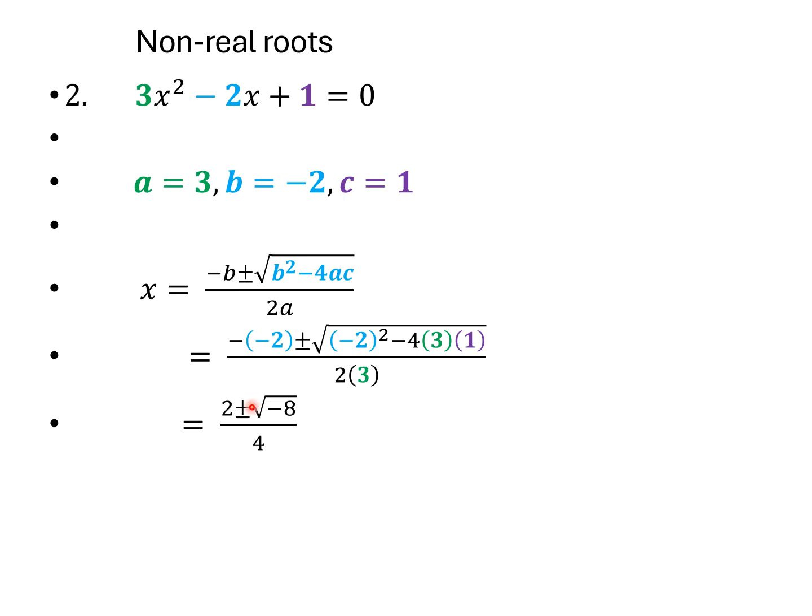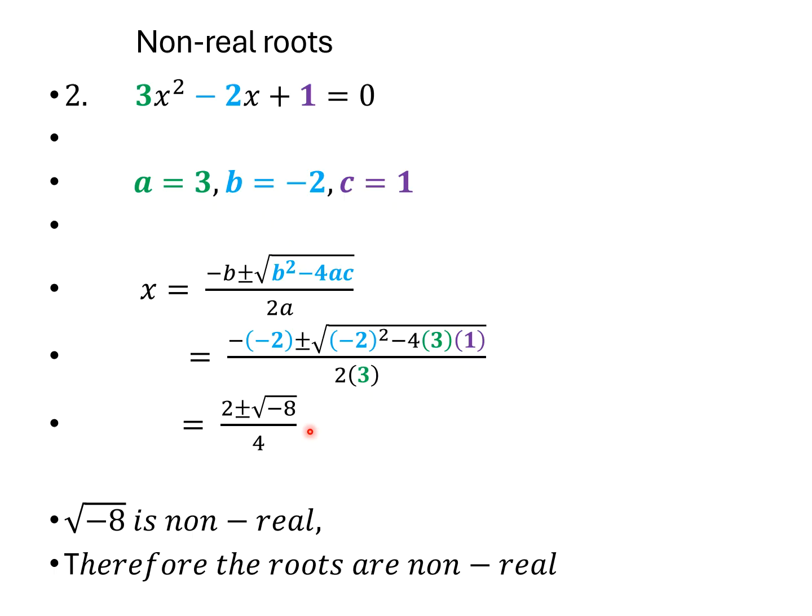So 2 plus or minus the square root of negative 8, over 4. Negative 8 is considered non-real. We can't find the square root of a negative number. It forms part of complex numbers, which we don't do in school. Therefore the roots are non-real, meaning I can't find the roots. The graph is not going to touch the x-axis at all. That's just to show you basically how we find roots.